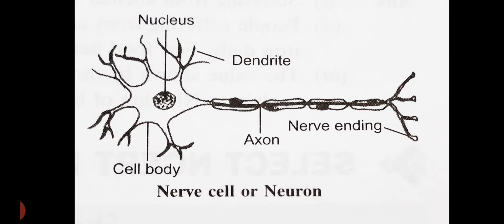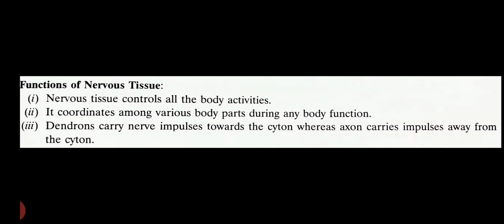Now the last tissue is nerve cell or neuron. So it contains a cell body. In the cell body, we have a dedicated nucleus. A long thread arises from the cell body that we call the axon, and the last fibers which are arising from the axon we call nerve endings. Some small fibers are also arising from the cell body that we call the dendrites.